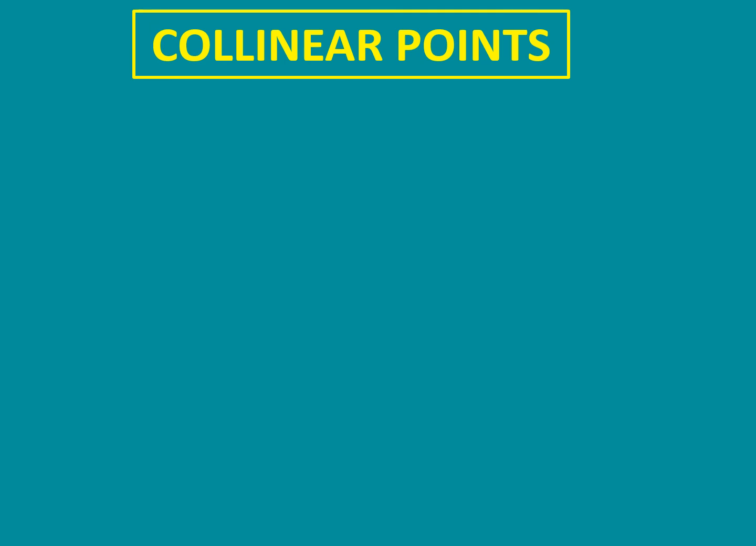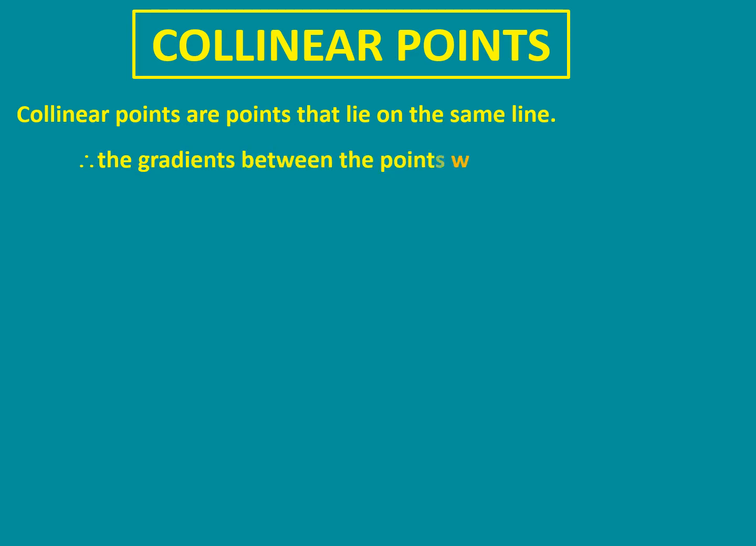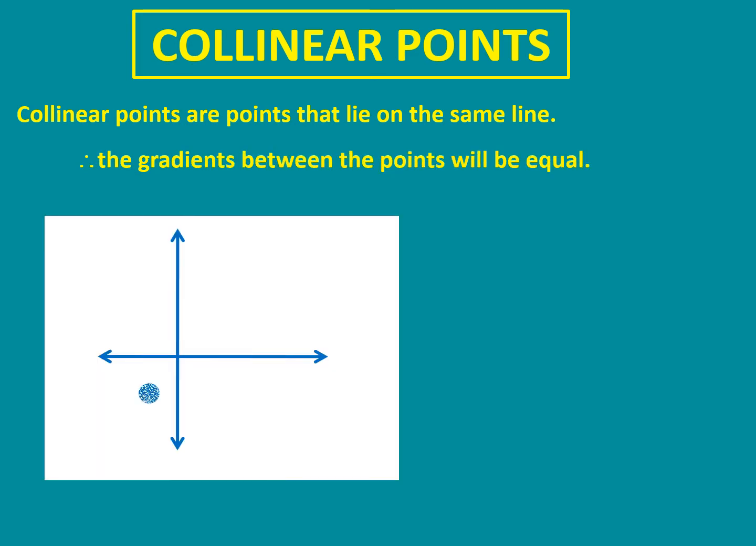Just a quick revision on collinear points. Collinear points are points that lie on the same line, and because they lie on the same line, that would imply that the gradients between those points will be equal. So if we have a look at this diagram, I've got points A, B, and C.